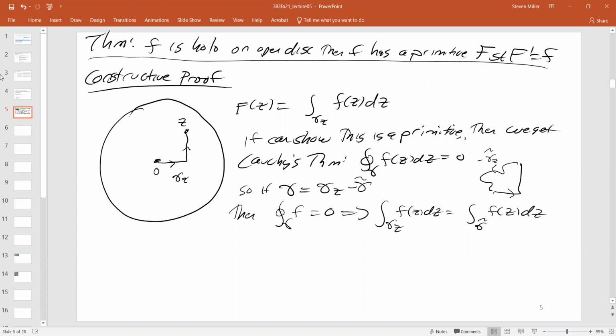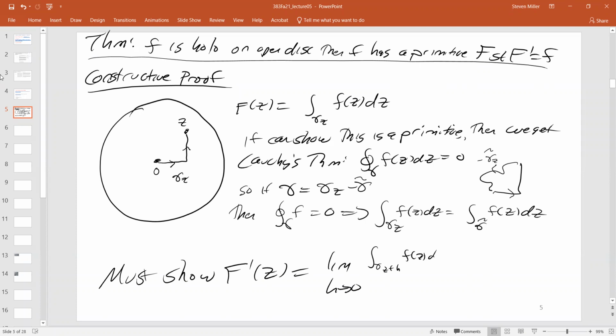All right, so we want to show that big F is the primitive or a primitive for little f. So what do we need to do? What do we need to show? Show big F prime of z equals the limit as h goes to 0 of the integral over gamma of z plus h of f of z dz minus the integral over gamma of z of f of z dz, divided by h, equals f of z.